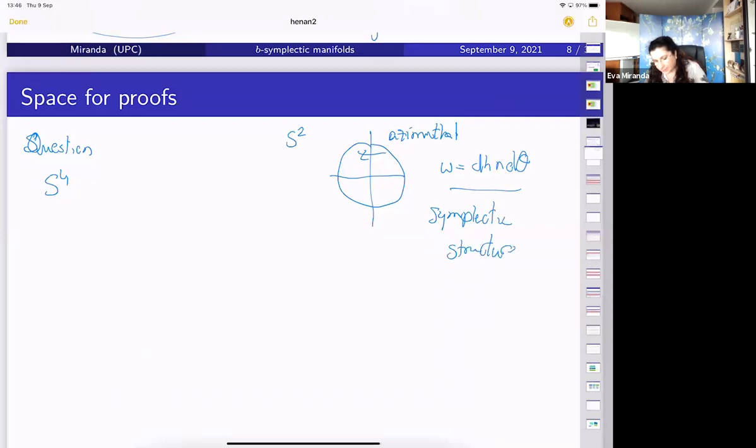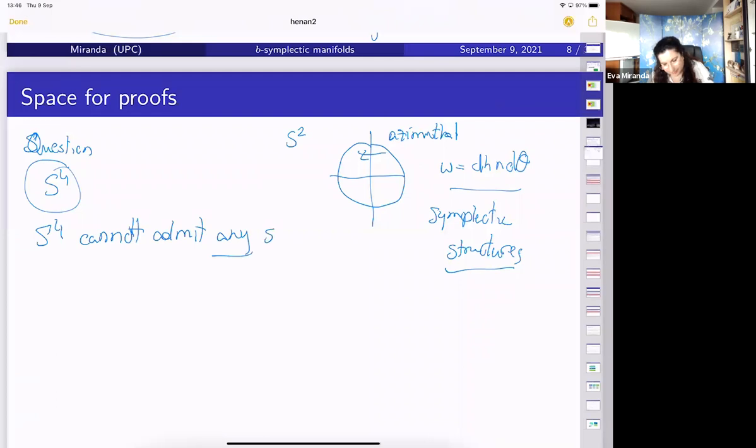Now I'm playing games and I'm tempted to ask you, this is solved already in the notes. What about S4? Since Paul liked 4-dimensional tori, I like 4-dimensional spheres. But I have a problem because I like symplectic geometry. And the truth is that S4 cannot admit any symplectic structure. How do I know this?